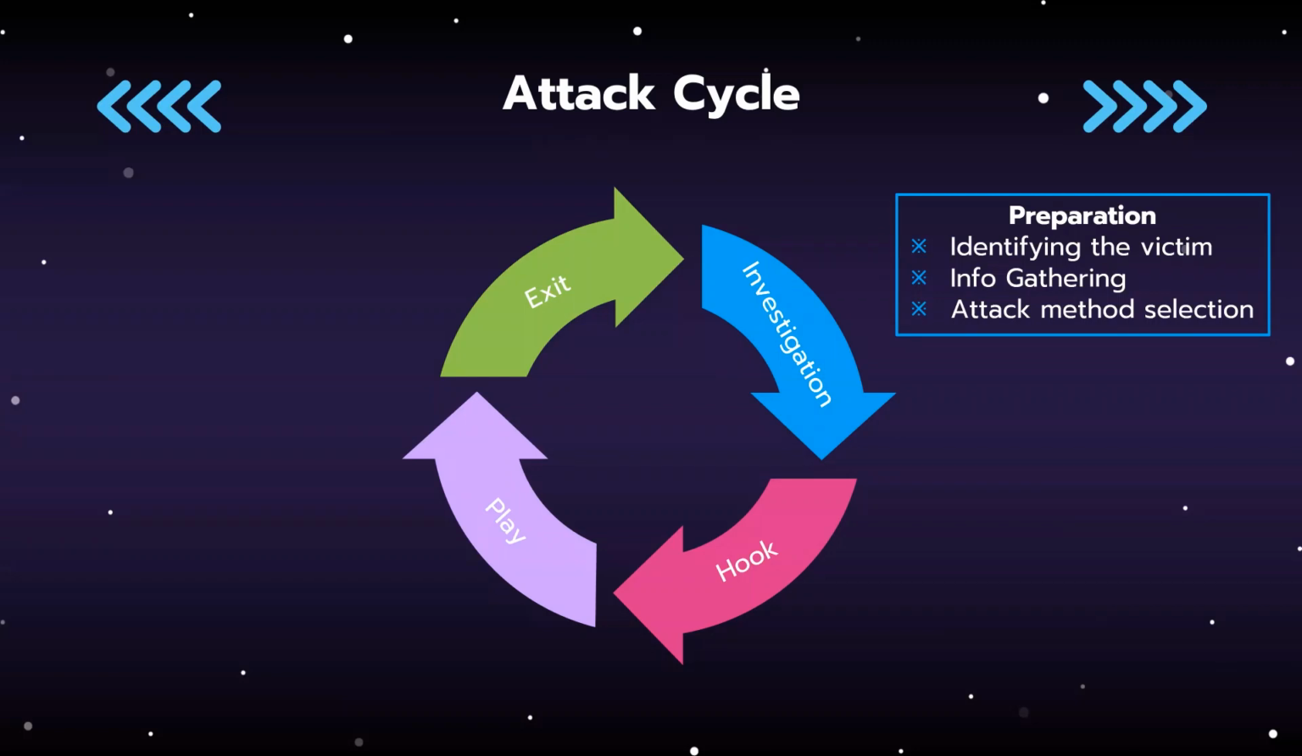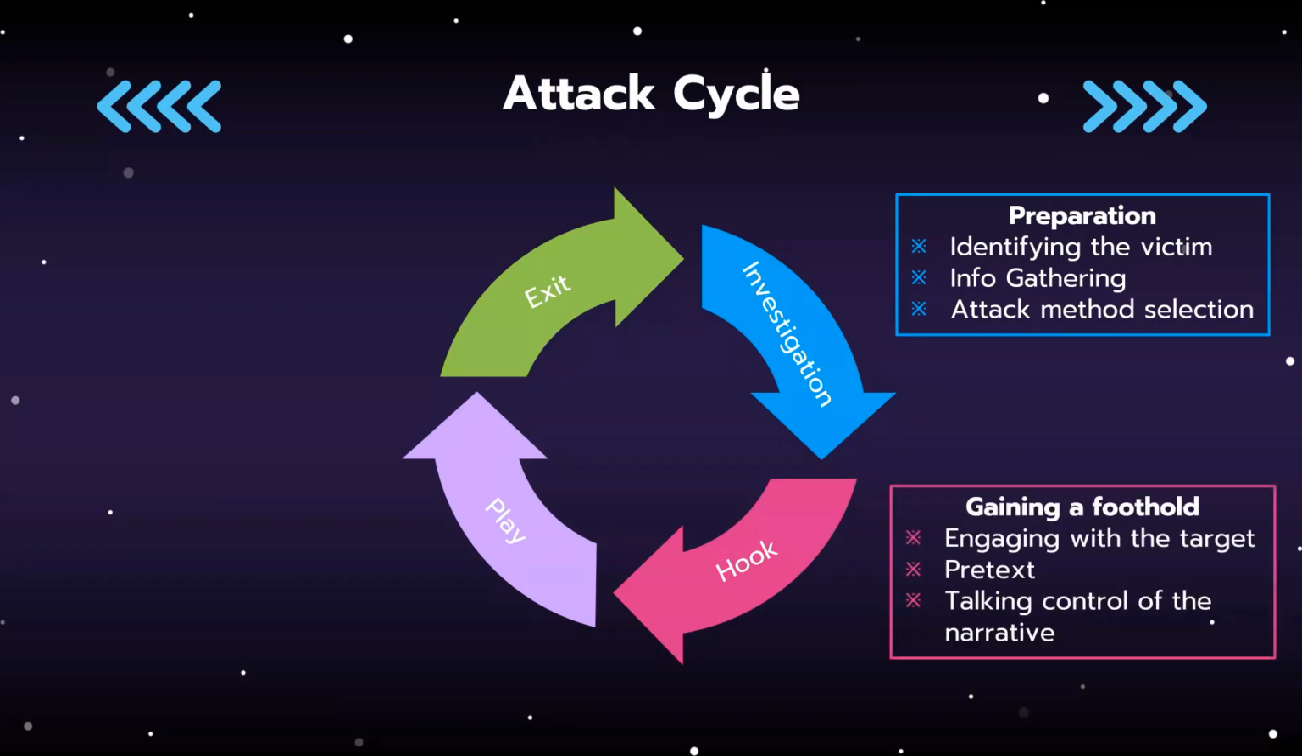This moves on to phase two, the hook. Here, our attacker will begin engaging with the target, but it must be mentioned at this point that the targets are usually skeptical, they're suspicious, they're wondering why this person is even talking to them, which is why the hacker will do anything and everything to take control of the narrative. Don't let them do that.